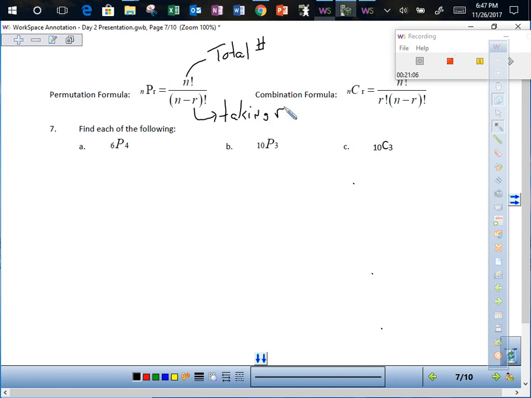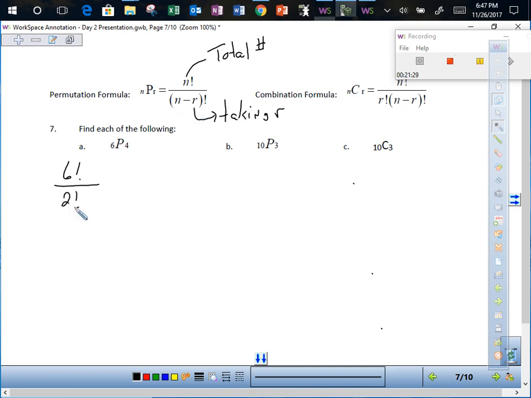I tried to figure out why they used R, but it didn't make a lot of sense to me. So I'm going to show you calculator and non-calculator. So 6P4 really means this: 6 factorial over 6 minus 4, so 2 factorial. N was 6, R was 4, so this is 2 factorial.